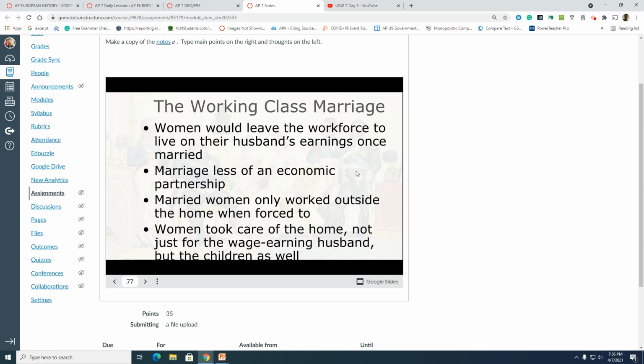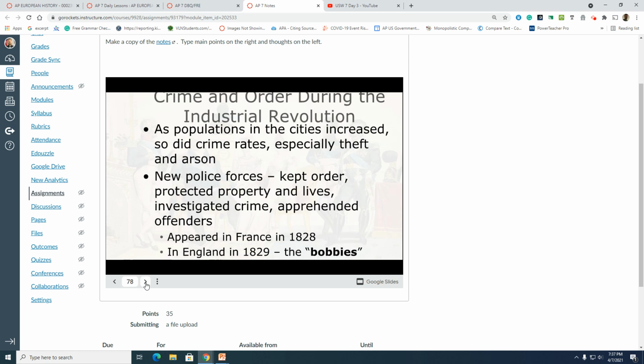Women would leave the workforce if their husband's earnings were good enough, so marriage was less of an economic partnership. Women only worked outside the home when forced to because of circumstances, and in the meantime, women took care of the home and children. But as populations in cities continued to grow, so did crime rates, especially theft and arson.